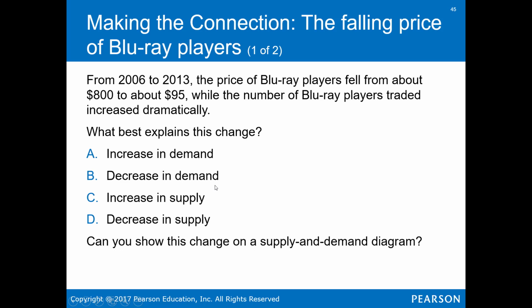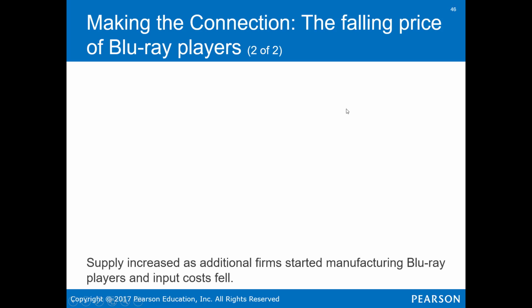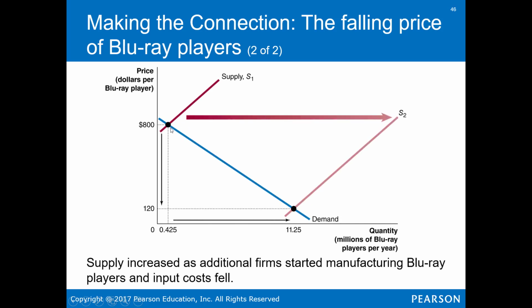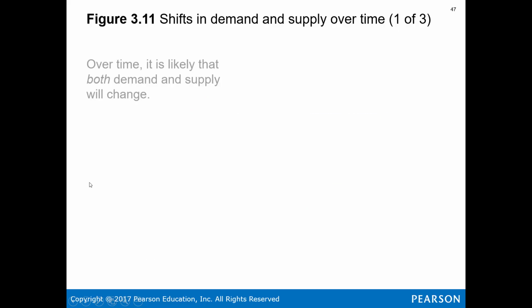From 2006 to 2013, the price of Blu-ray players fell from about $800 to about $95, while the number of Blu-ray players traded increased dramatically. What best explains this? What do you guys think? What best explains this is many firms starting to manufacture Blu-ray players, and therefore the input costs fell, and so supply went from S1 to S2.